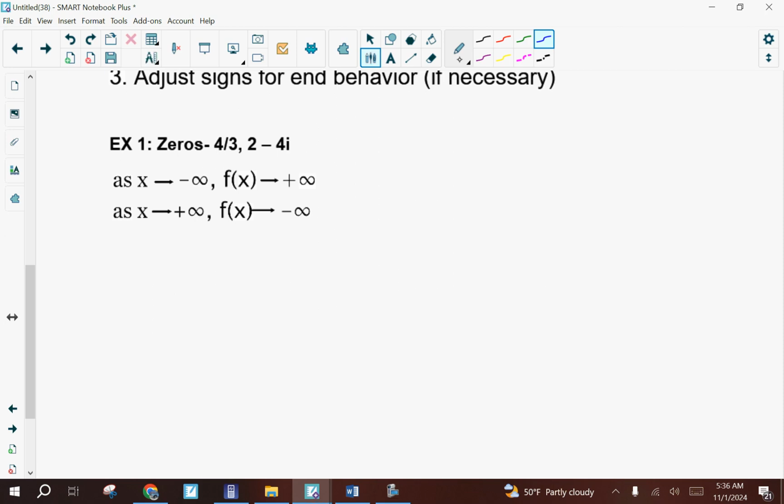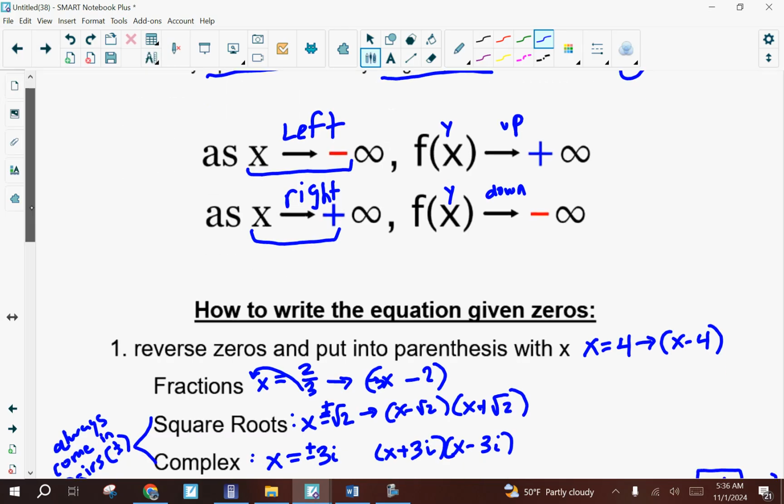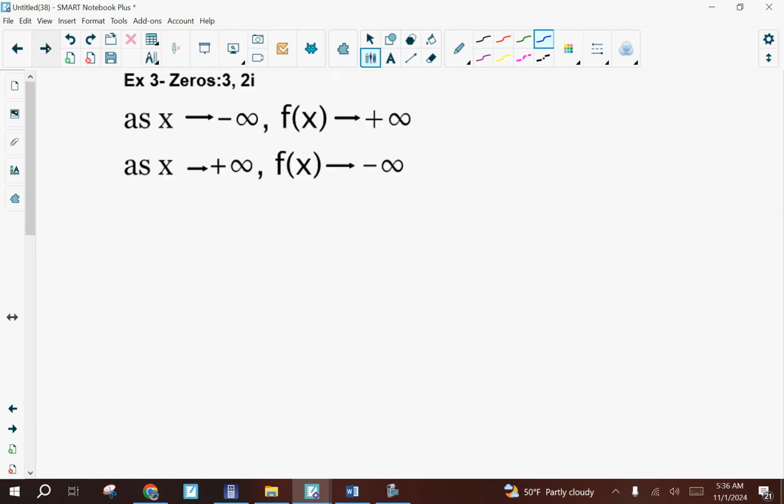So I'm going to go ahead and start with the first one. It says the zeros are 4/3, 2 minus 4 plus i. As a matter of fact, let me just look at these examples really quick. I'm actually going to do these notes backwards. So we're going to start from example 3. So you have to turn your page over.